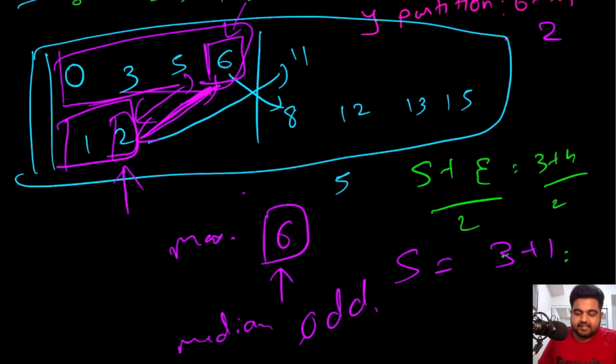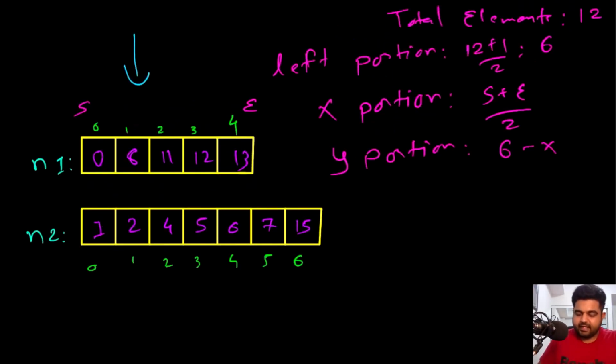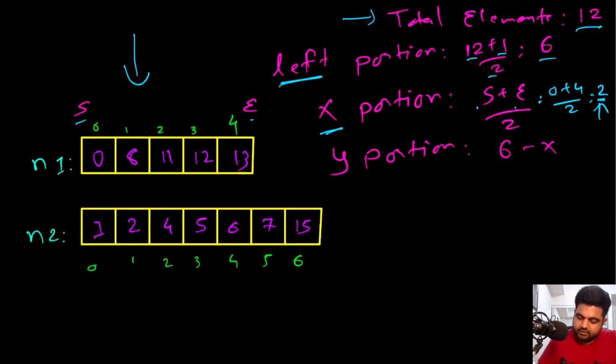Now let's take one more example and see how things work out over here. Suppose this is the second example we are given. I did some math. The total number of elements we have is 12, which means that to calculate how many elements we need in the left portion, we are going to do 12 plus 1 divided by 2. So in this case, we get the answer to be 6.5, but we choose the floor value, which is going to be 6. Now for this X portion, we are going to do starting plus ending divided by 2. Currently the starting and ending positions are this one. So we get the value to be 2, which means we are going to take 2 elements from the X portion. So if we take 2 elements from the X portion, we are going to take 4 elements from the Y portion.